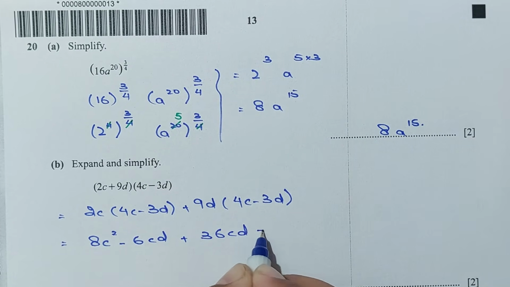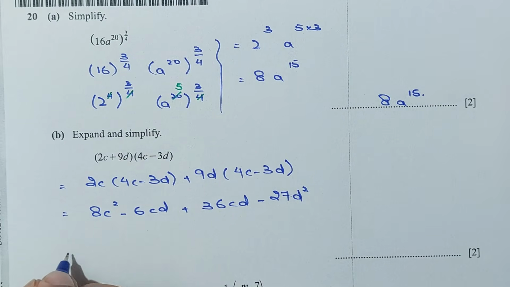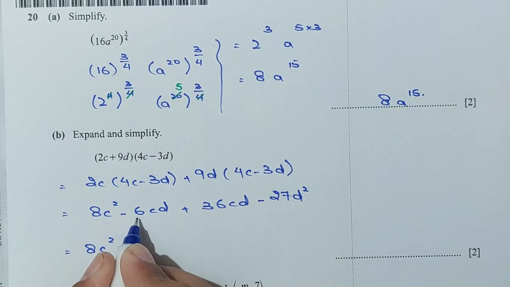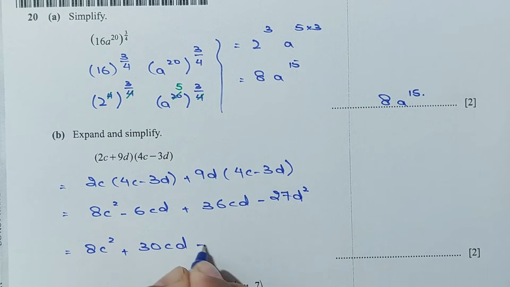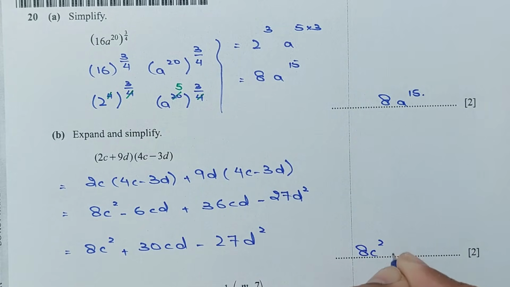And minus 3 times 9 is 27d square. Let me simplify. 8c square, cd and cd. This would be negative 6 and 36. It becomes 30cd and negative 27d square. 30cd and minus 27d square.